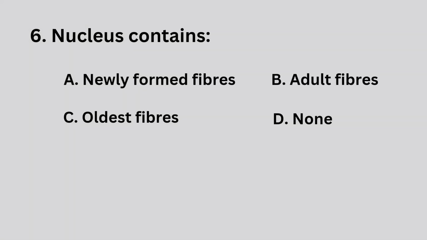Next question. Nucleus contains option A, newly formed fibers, option B, adult fibers, option C, oldest fibers, and option D, none of them. Correct answer is option C, oldest fibers.